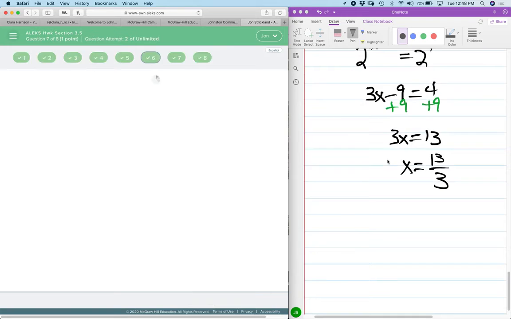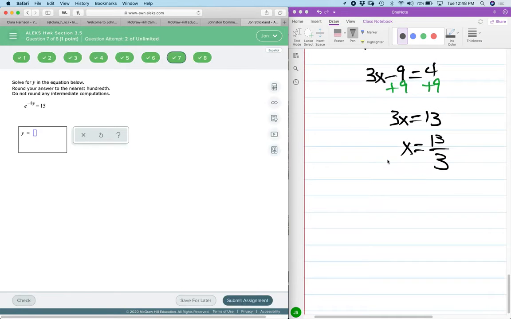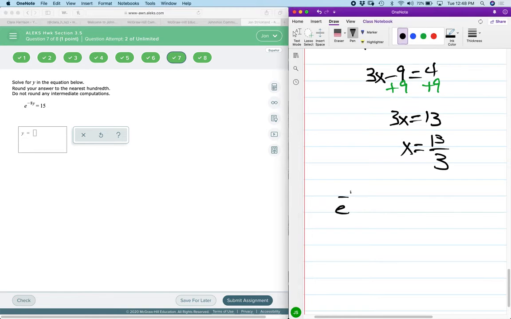Now, for number 7, here we have e to the negative 8y is equal to 15. It says to solve for y and to round your answer to the nearest hundredth. We can get rid of the e if we take the base e logarithm of both sides. And again, a base e logarithm is a natural logarithm.